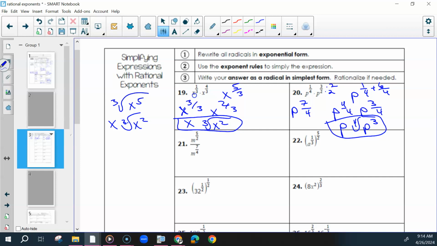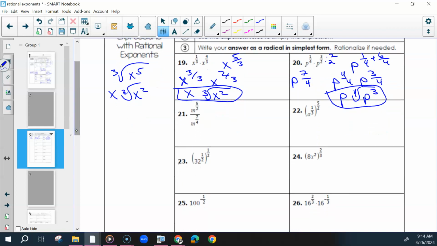In 21, we are dividing like bases. What are we doing with the exponents? Subtracting. We again don't have common denominators, so we have to change them, or at least one of them. So that would be m to the 10 fourths minus 7 fourths. What would that new exponent be? M to the 3 fourths.